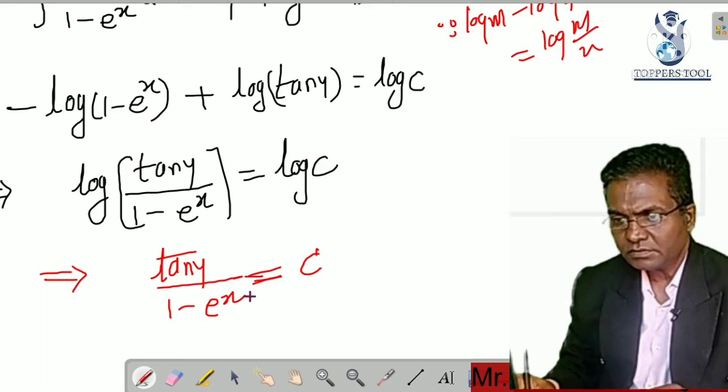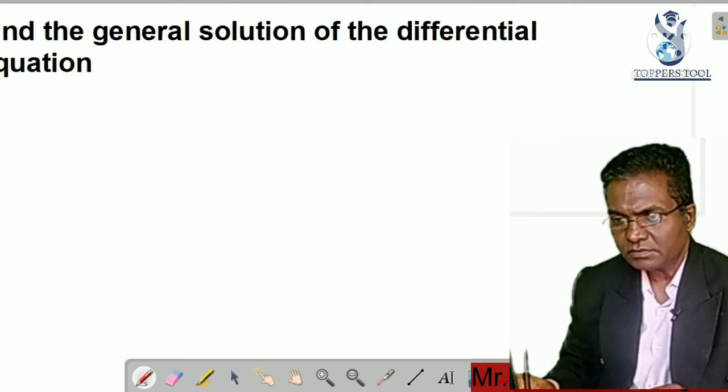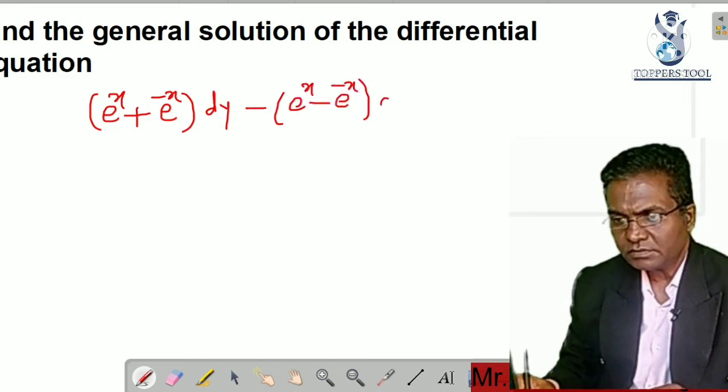Okay. So these are the few important things to be remembered. And one more I will do. Why should I leave? Find the general solution of the differential equation, something minus e power x minus e power minus x dx equals to 0.